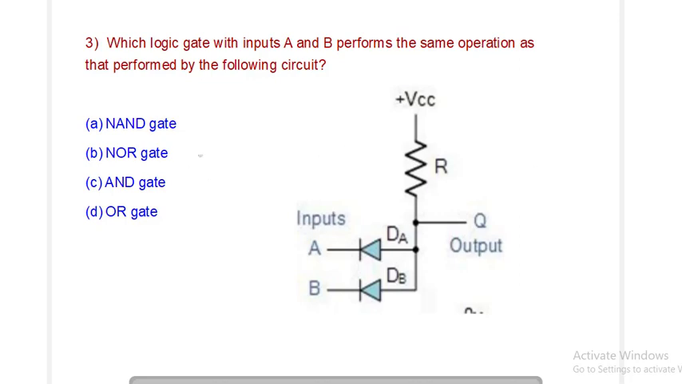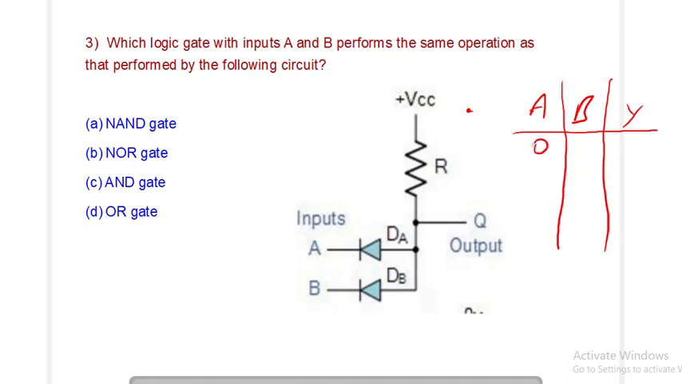Here also we make a truth table, because we have two inputs, so we can have four combinations. I'll write it here: A, then B, and then output Y. First is 0 0, second is 0 1, 1 0, and finally 1 1. If we give both inputs as 0 0, what happens in this case? VCC is connected to P, and A and B are both connected to 0, so both this diode and this diode are forward biased.